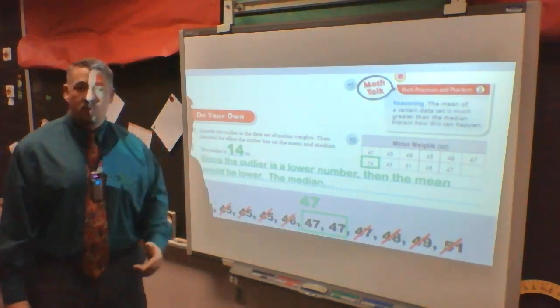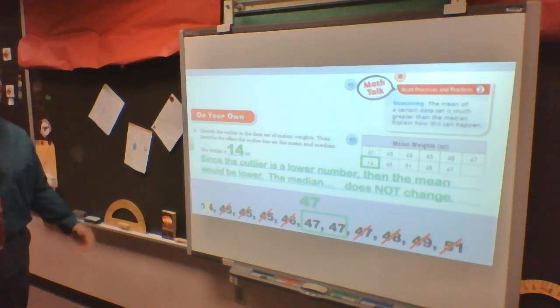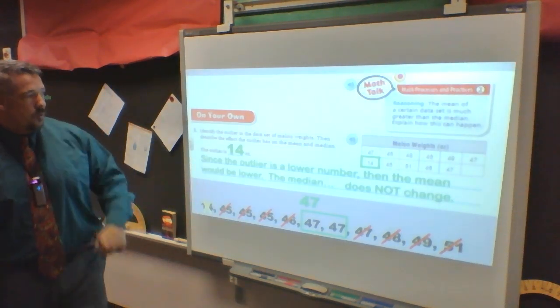We said with it, it's 47. And without it, it shows it's 47. So the median does not change. There's no effect on my median. And that's okay. There doesn't have to be. But I've proved what took place.